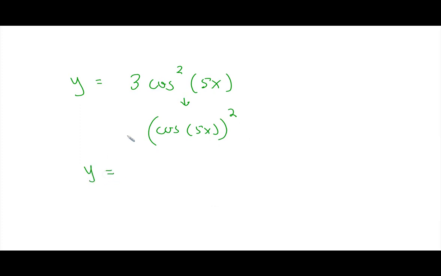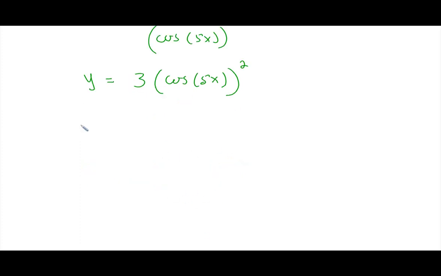Okay, let's take a look at this next example here. Let's say we have y is equal to 3 times cosine squared 5x. Well, first of all, you have to understand that this means the same thing as cosine 5x being squared, right? So then we have y is equal to 3 times cosine 5x, being squared. Now you have to recognize right here, I just need to use a chain rule. We're going to chain rule this.